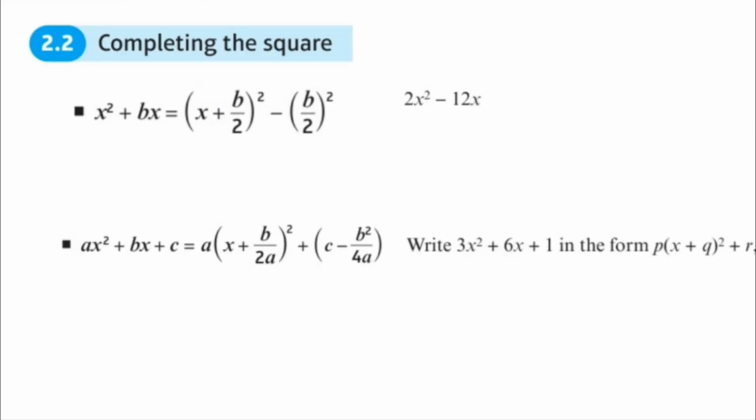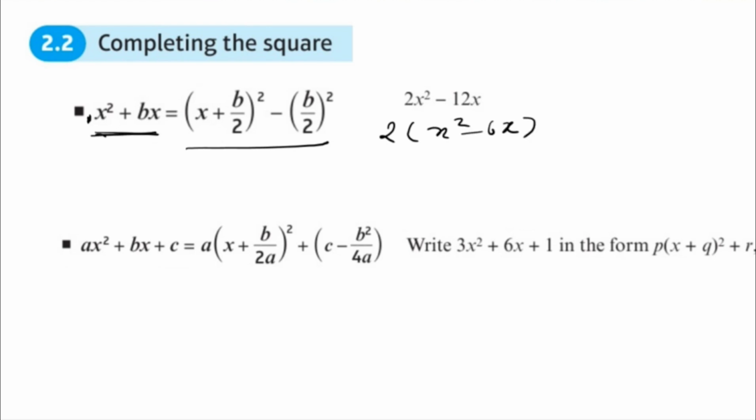Topic 2.2 is completing the square. In completing the square, this is the formula that we have to follow. First you have to convert to this form, meaning the coefficient of x squared should not be there. If it is there, try to remove it by factorizing or by dividing. For example, 2x squared minus 12x. Take 2 common, so I get x squared minus 6x.